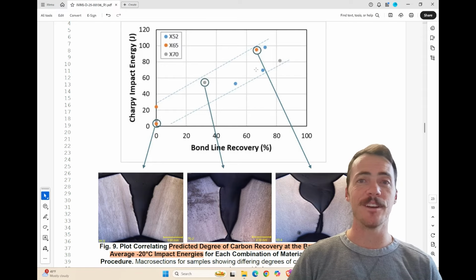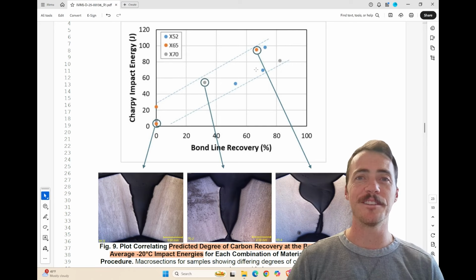I think this is an awesome study. I love that it has such a clear use case scenario, and I hope you'll read about it in the latest issue of IMMI.